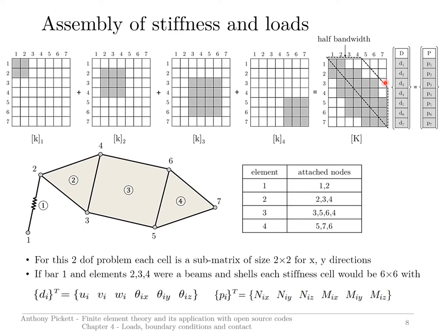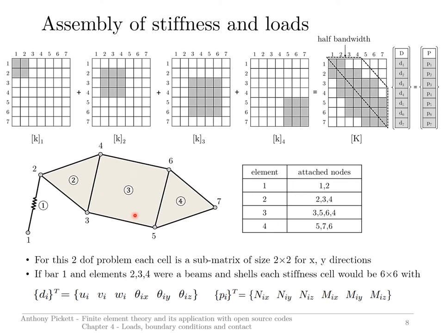If you move on and consider a more complicated structure, let's imagine this is a beam, 6 degree of freedom beam element, 6 degrees of freedom here, 6 degrees of freedom here, and these are maybe shell elements for all of these. So again, each node has 6 degrees of freedom. So for example, this one would be 3 times 6. It would be an 18 by 18 stiffness matrix. Here would be a 24 by 24 stiffness matrix.